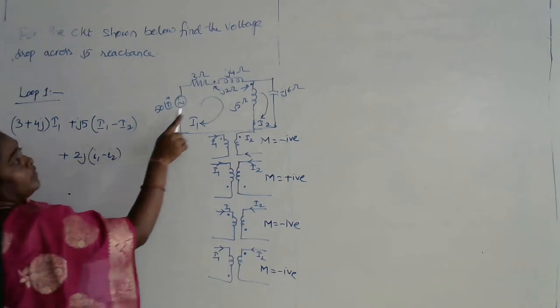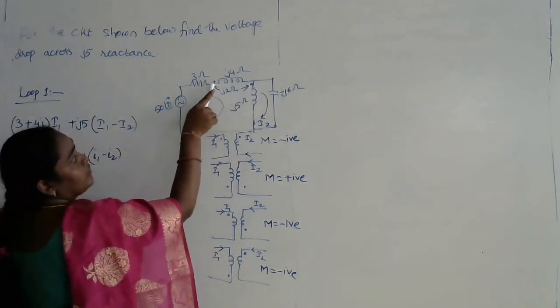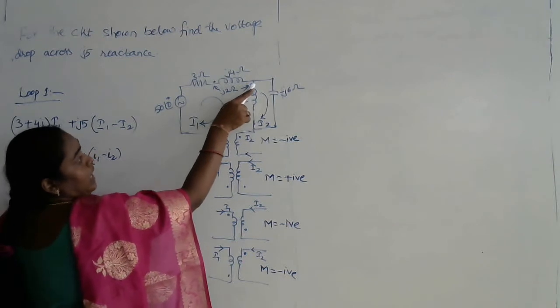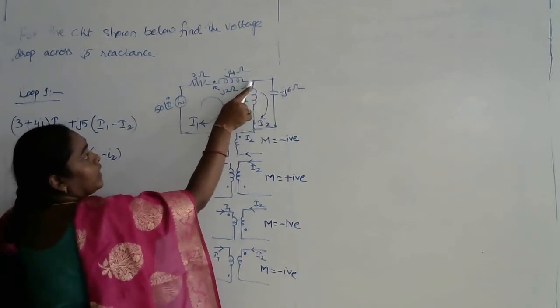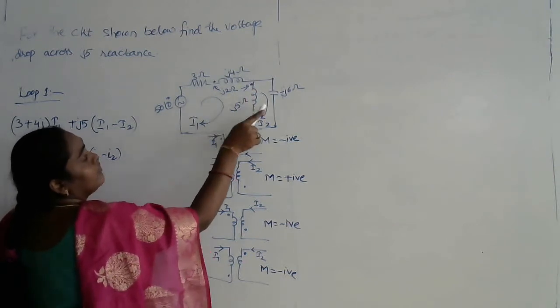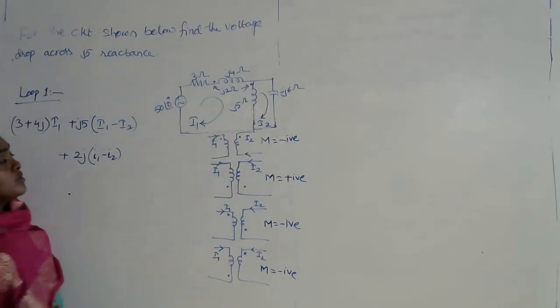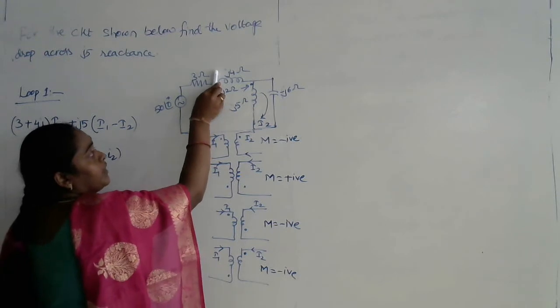But whenever you are writing the mutual inductance, if you are writing the expression for the first dot, you need to write down the current for the second dot. So the current flowing in the second dot is I1 minus I2. So plus 2j into I1 minus I2. So now I have finished the expression for this first dot.